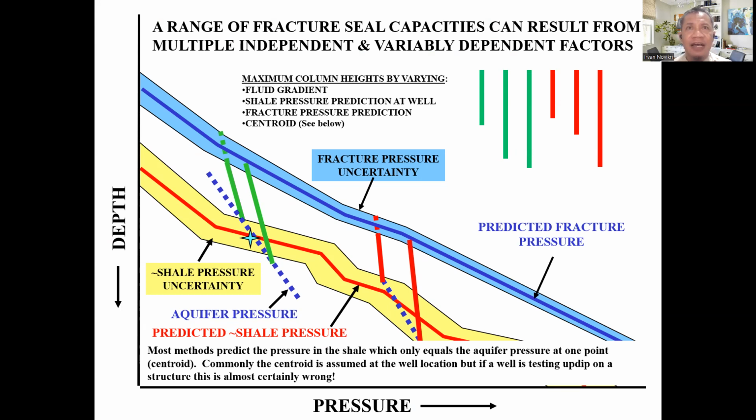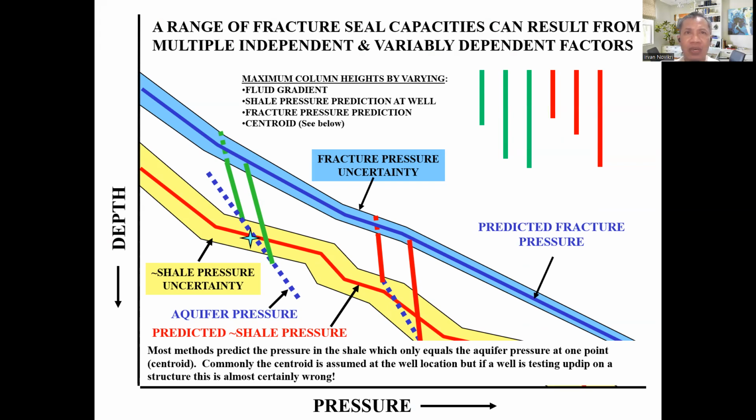As we can see in the following slides, each part points to a specific term of the pressure. So let's look at each. Fracture pressure uncertainty: the lack of precise knowledge and variability in predicting the pressure required to induce fracture in the rock. This uncertainty arises due to multiple independent and dependent variable factors such as fluid gradient, shale pressure prediction, fracture pressure prediction, and location of the centroid.